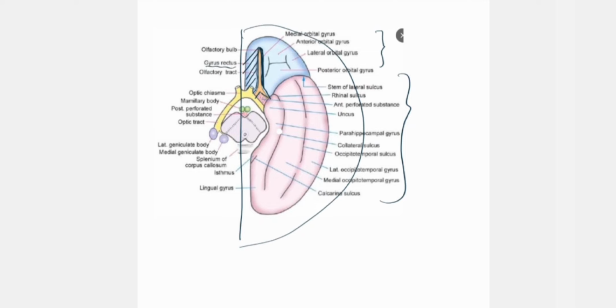This is the gyrus rectus, and there is also an H-shaped sulcus, which is known as the orbital sulcus. This orbital sulcus forms the anterior, posterior, medial and lateral orbital gyrus. So the important sulci present in the orbital part are the olfactory sulcus and the orbital sulcus, and they form the gyrus rectus and the orbital gyri. So this is about the orbital part.